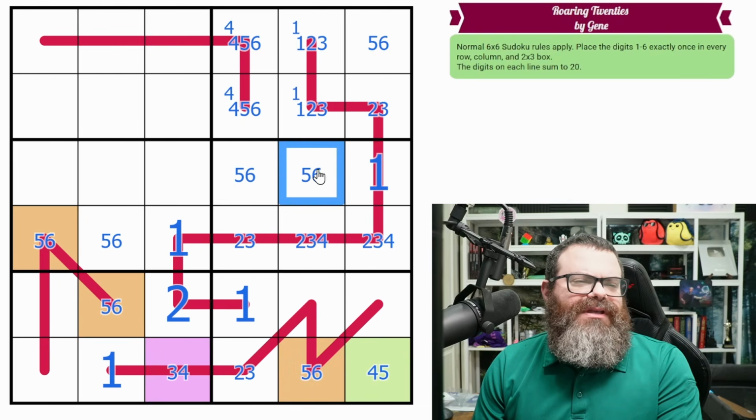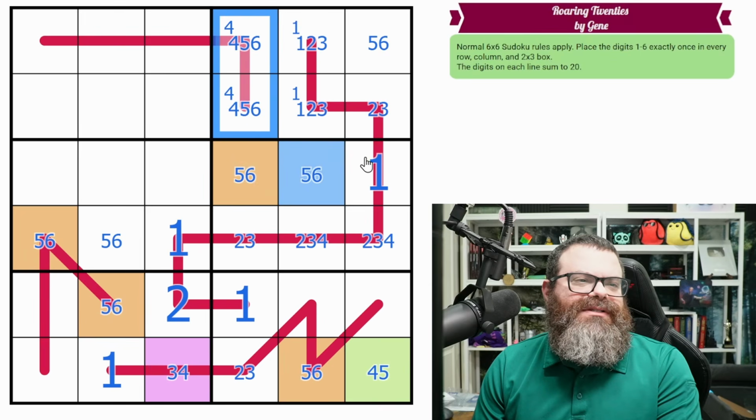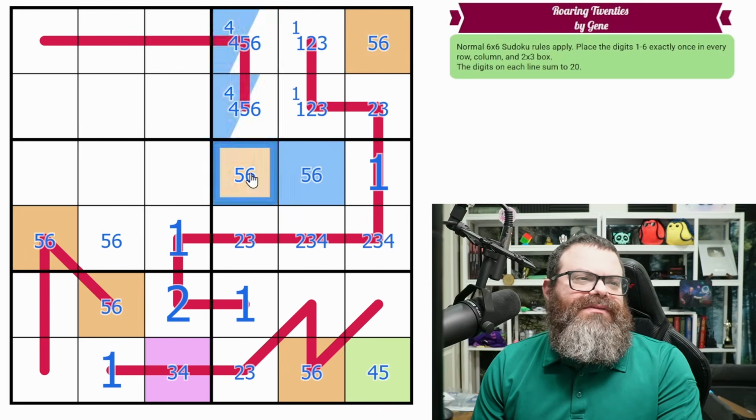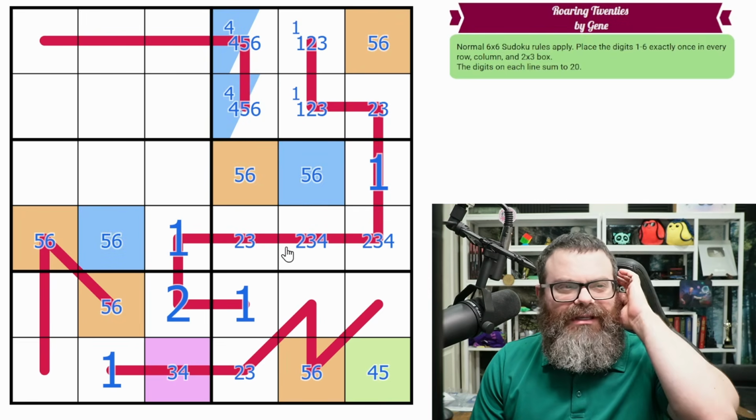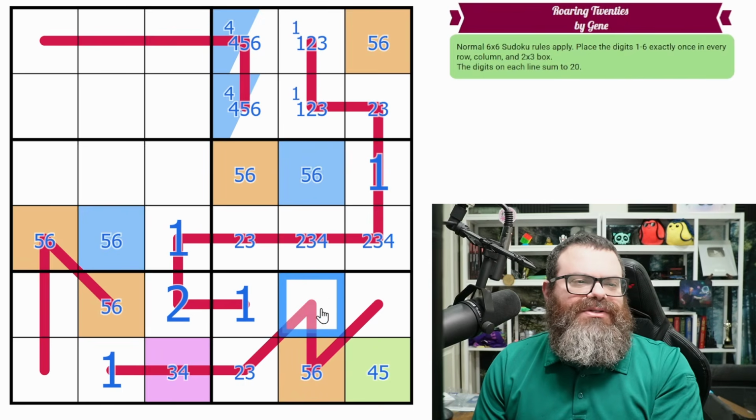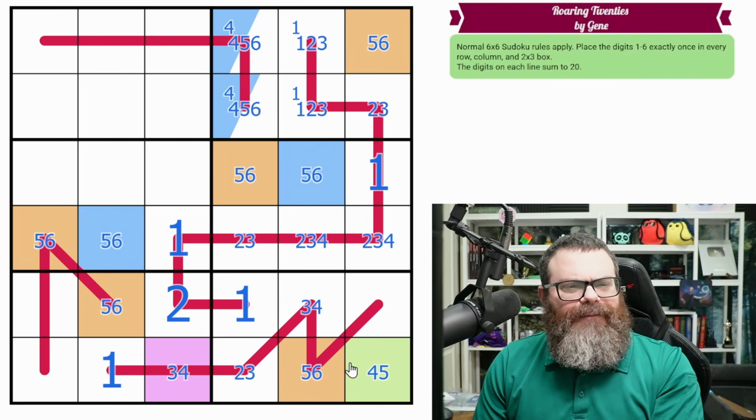So let's actually call the other 5, 6 blue. Why not? So that's our orange 5, 6. The blue 5, 6 is up here. So this is the orange one. The blue one is one of these two. This is the blue one. Okay, we got some coloring going. 5, 6 pair. This isn't 1 or 2, so this is only 3, 4.